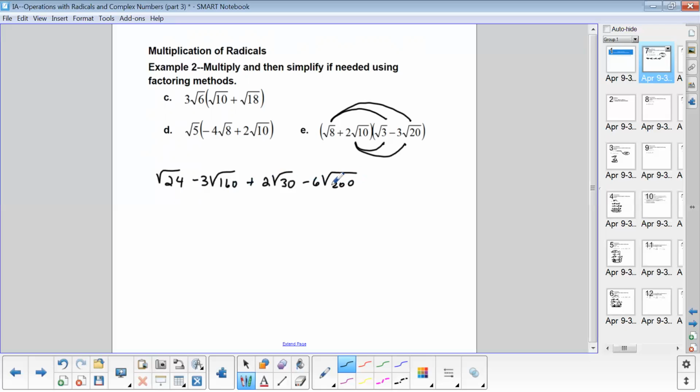So I do have 4 terms. And we go through our process and we simplify as much as we can. So looking for perfect square factors, square root of 4, square root of 6, so that'd be 2 square roots of 6.